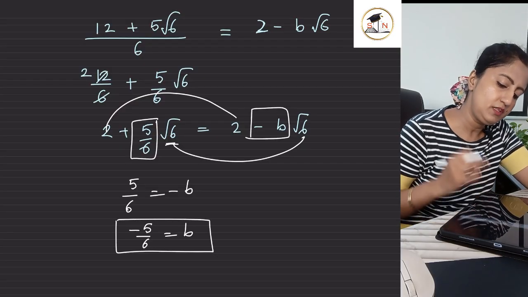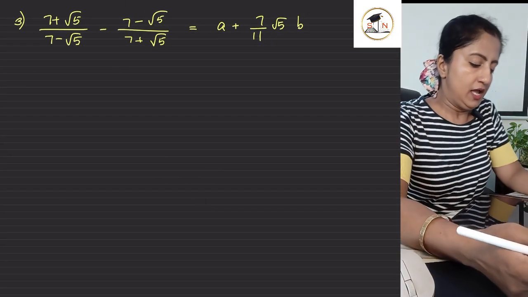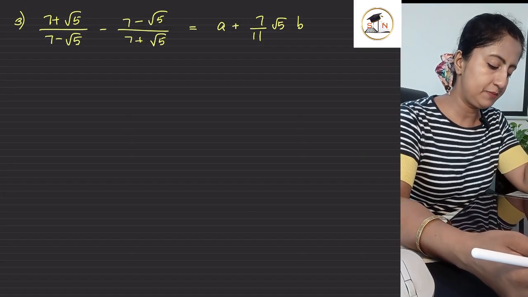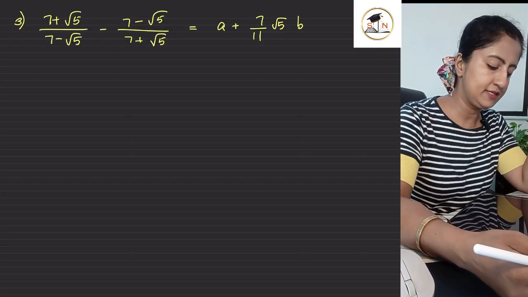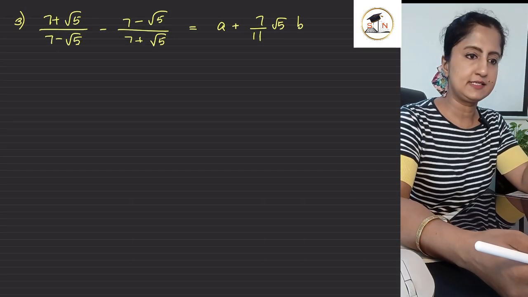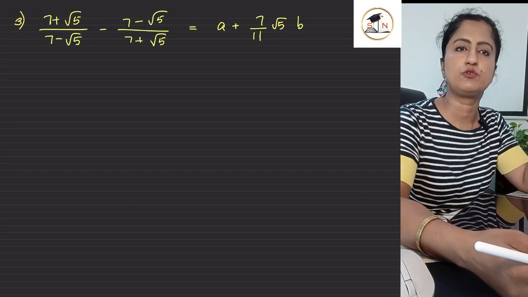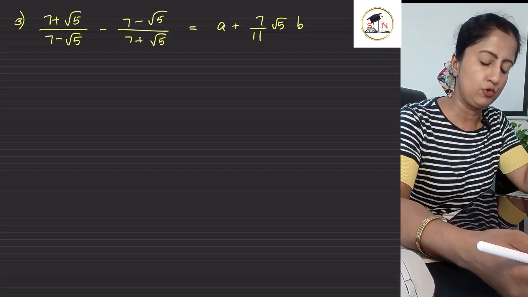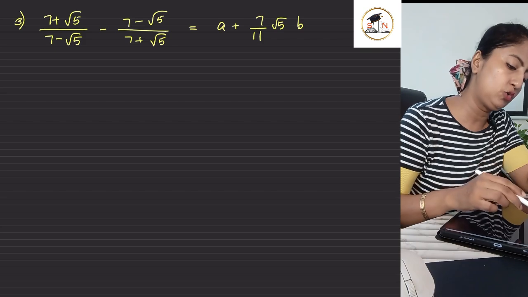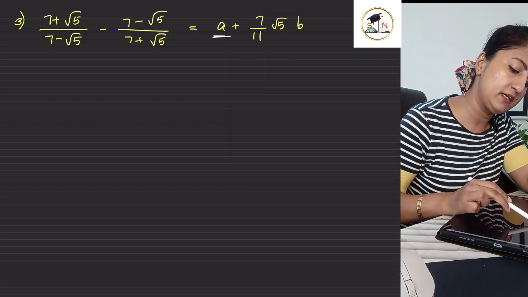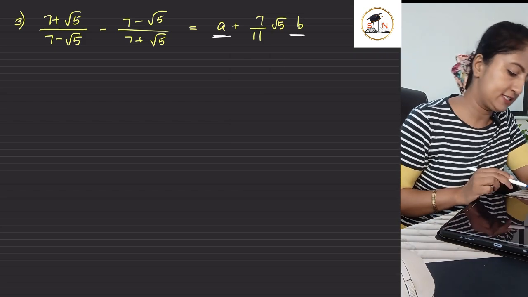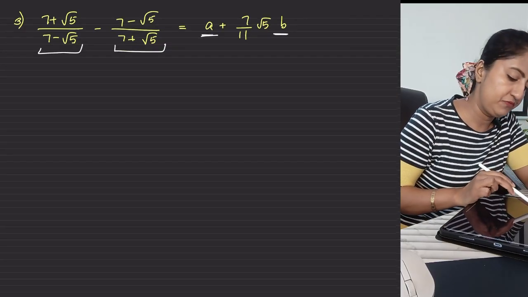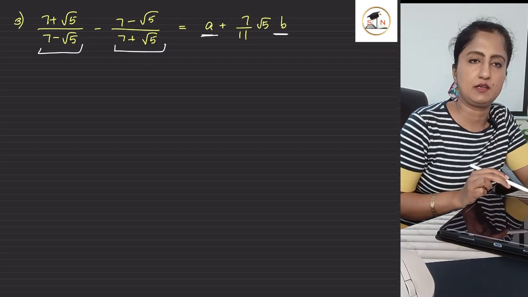ओके. नाउ नेक्स्ट क्वेश्चन. अब यहाँ पे हमारे पास दो एक्सप्रेशंस हैं. What we have is 7 plus root 5 over 7 minus root 5 minus 7 minus root 5 over 7 plus root 5 equals to 8 plus 7 over 11 root 5 into b. We need two different values of a and b over here. Okay, let's do that. अब लेकिन हमें करना कैसे है? पहले हम इसको रैशनलाइज करेंगे, फिर हम इसको रैशनलाइज करेंगे.